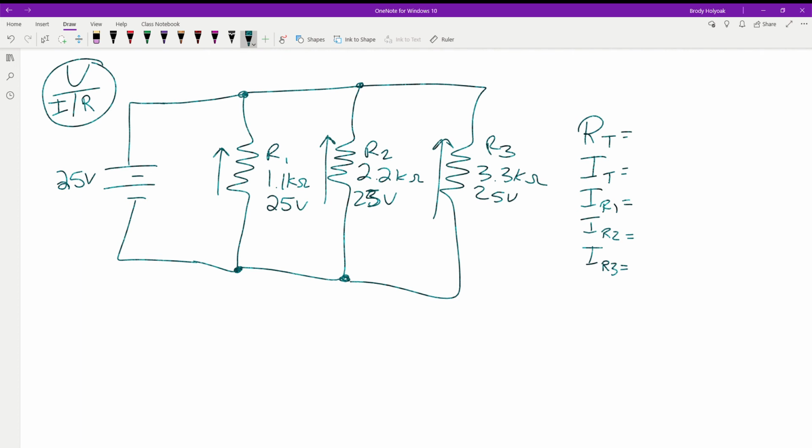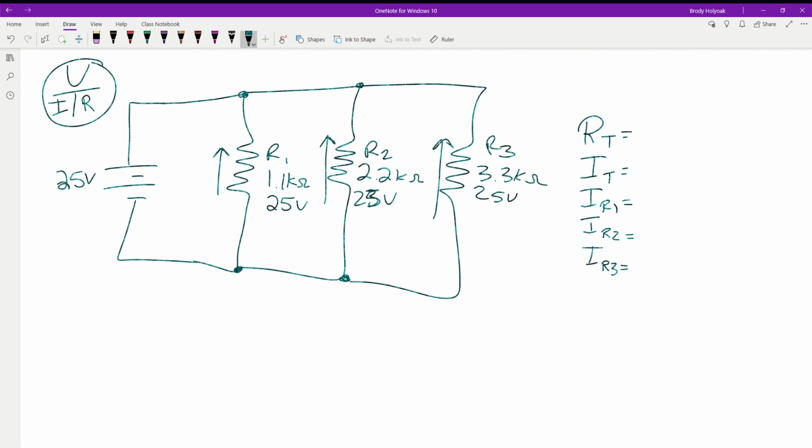So first thing we need to find, a couple things we could find, either our R total first, or we can solve for the individual branch currents, then get our current total, then we could use that information to calculate what our resistance total is. And we can go through that and verify both directions. So first step, let's just go through and solve for the individual branch currents.